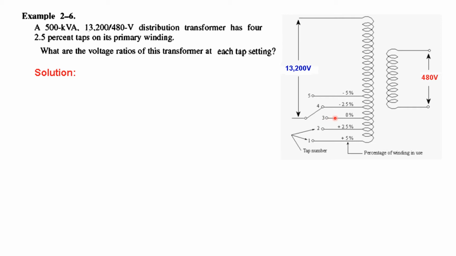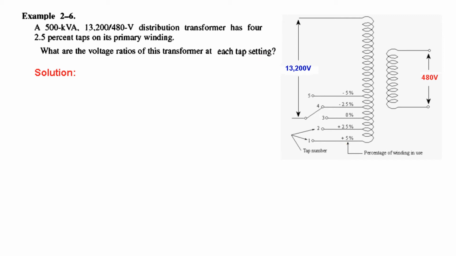Now as we move up toward the closest tap, we'll have a minus 2.5% drop, minus 2.5% of 13200. Similarly, further up it will be a minus 5% drop, and if we keep going further away, then plus 2.5% and plus 5%. The question is, what are the voltage ratios of this transformer at each tap? So in terms of voltage we have to find.